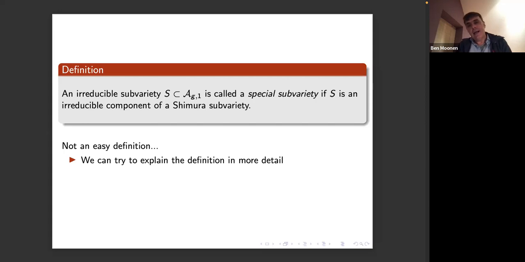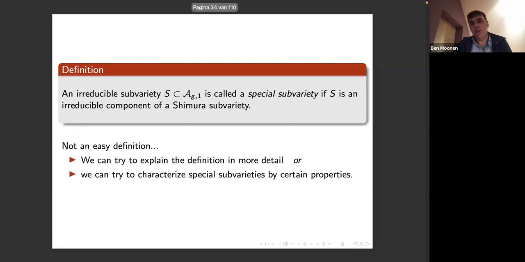Well, there are in fact two things I can do. I can try to say a little bit more about that definition. And the other thing is we can also look for characterizations of special subvarieties by certain properties that maybe make this notion a little bit easier to digest. And I'll try to do both. So first of all, maybe let me spend a minute on the actual definition in the language of Shimura subvarieties.